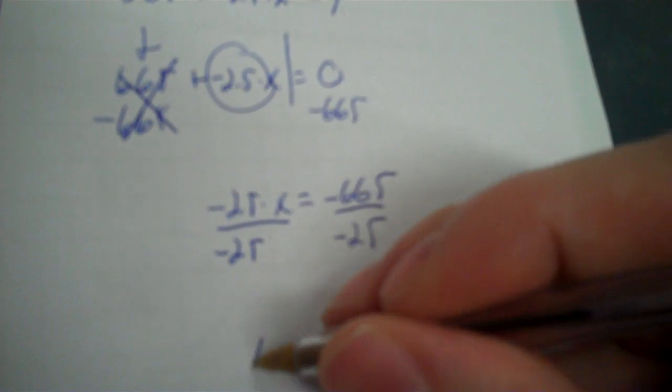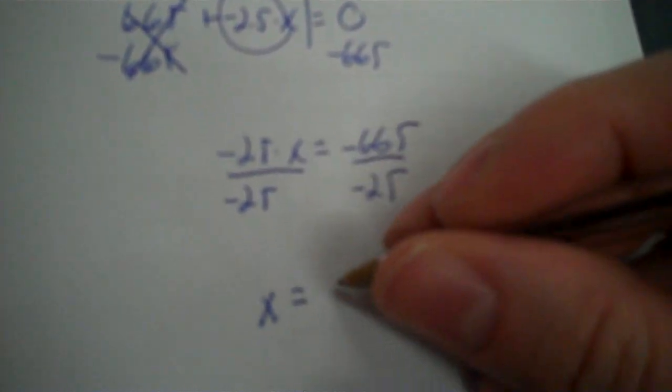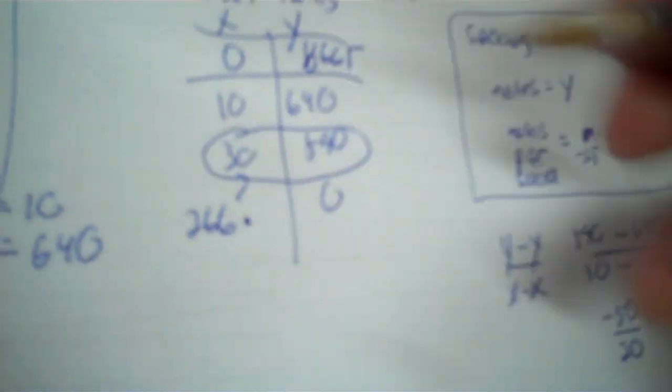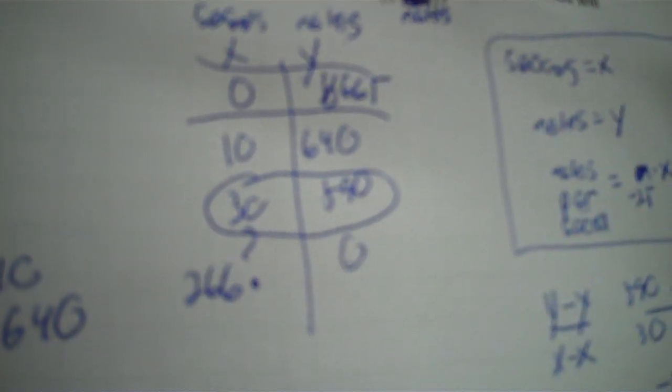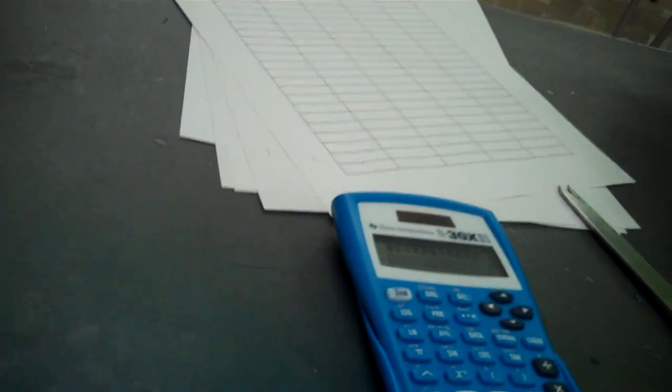You're going to get kind of a weird looking answer, but it's right. Negative 665 divided by negative 2.5 is 266. Okay, so it took 266 seconds before that got down to 0. The reason why that's so much longer is because you got to remember, every second it's decreasing by 2.5. That's not very much. Okay, and then our last problem.